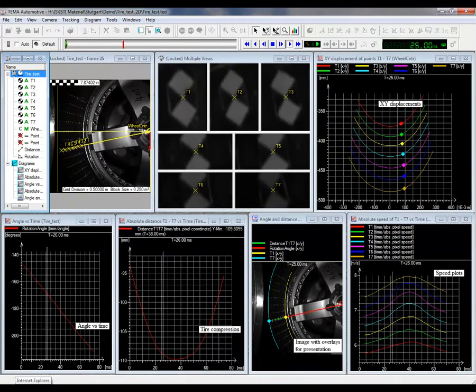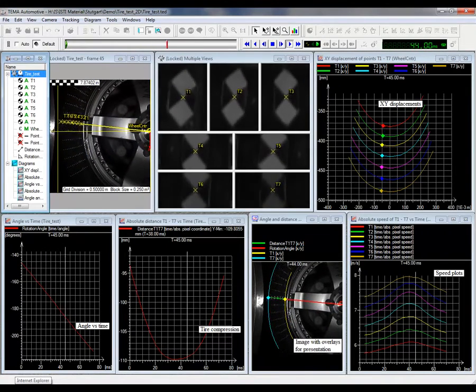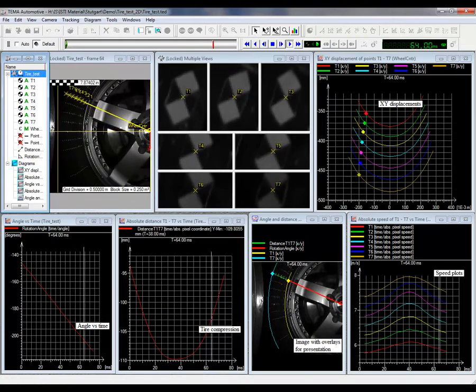In this test we have put quadrant markers onto the tires, and we are able to monitor transitory compression.